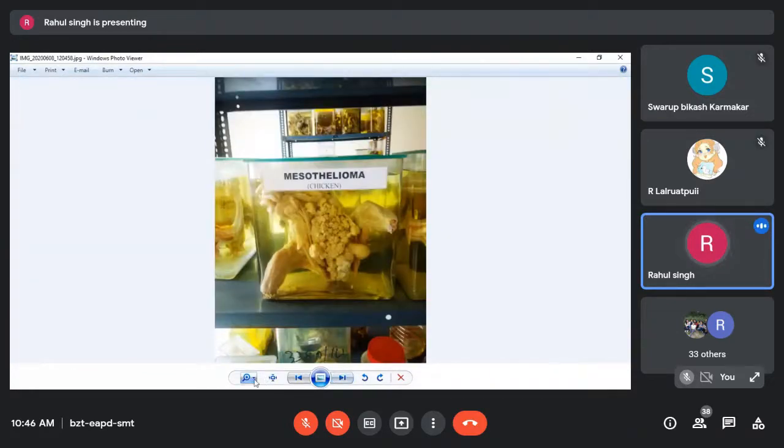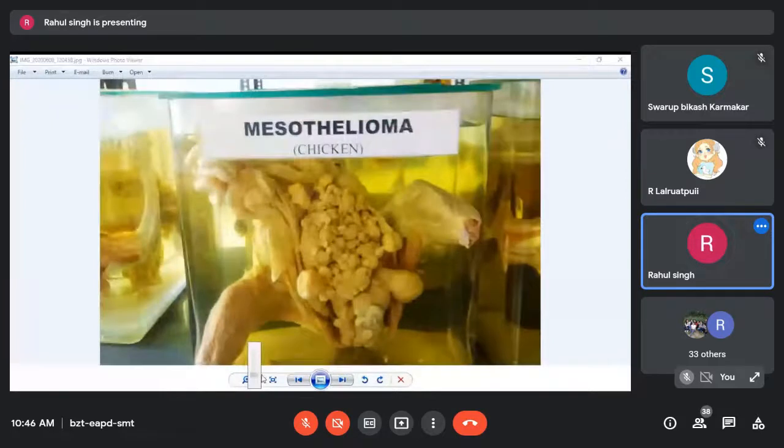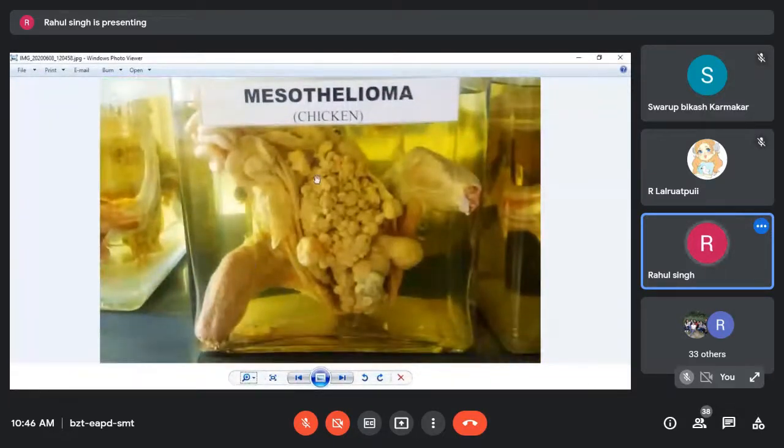This is an example of mesothelioma in chicken. The wall of the peritoneum has turned tumorous. You can see cauliflower-like growth, mesothelioma in chicken. Cauliflower-like growth in the wall, and it is all associated with the ovary. You can see some ova also associated with them.